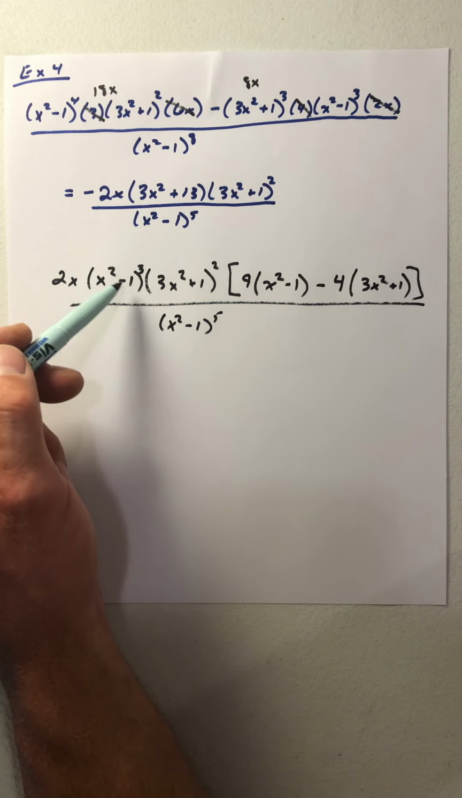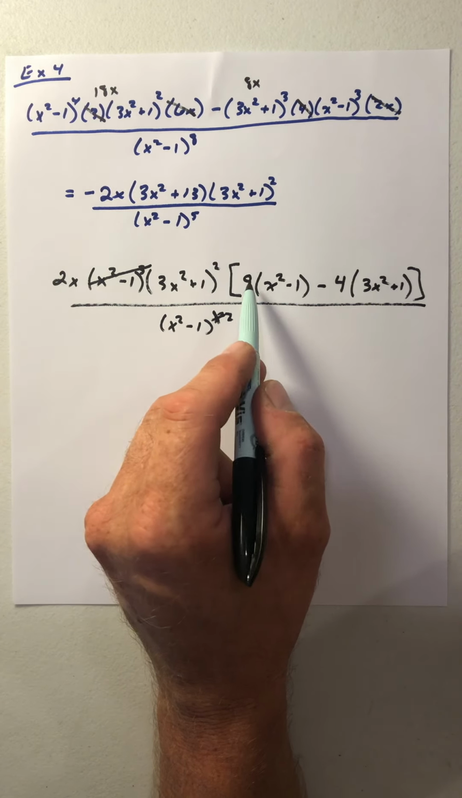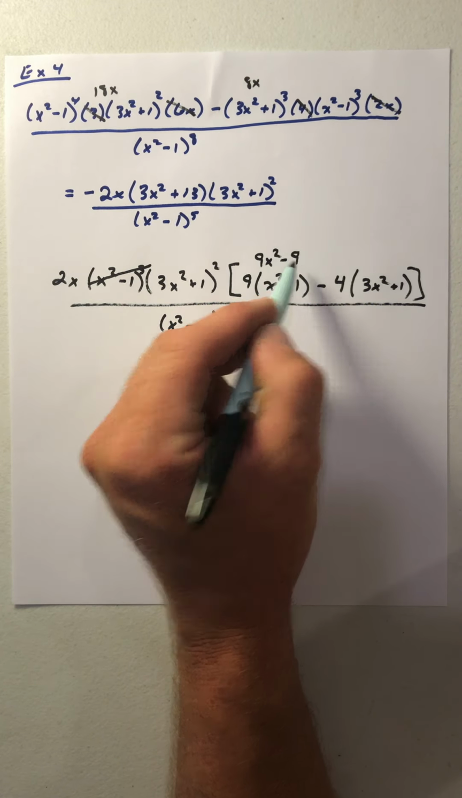Now we have common factors on top and bottom. Remember, this x squared minus 1 is being multiplied to the 2x and this quantity and this quantity. So I can cancel 3 of those out, which they have in common. That leaves me with a squared on the bottom. Inside the brackets, I have 9x squared minus 9. When I multiply my 9 through, multiply my negative 4 through, I get a negative 12x squared minus 4.